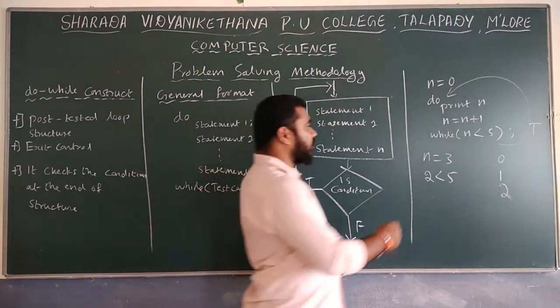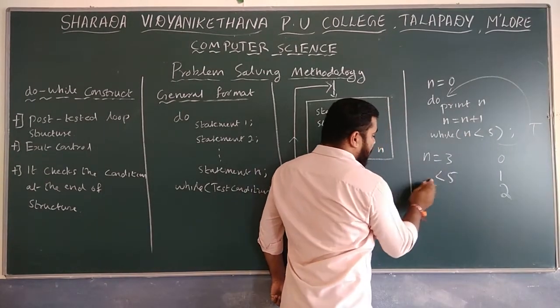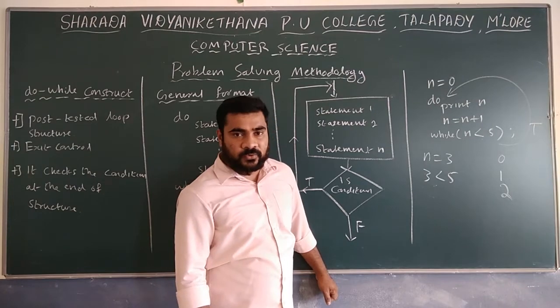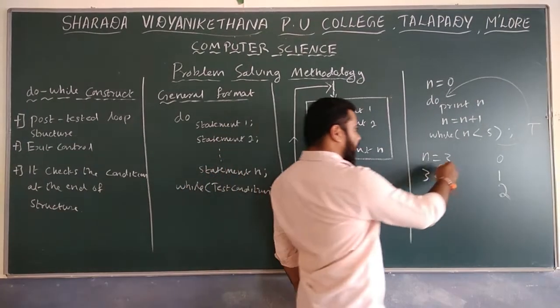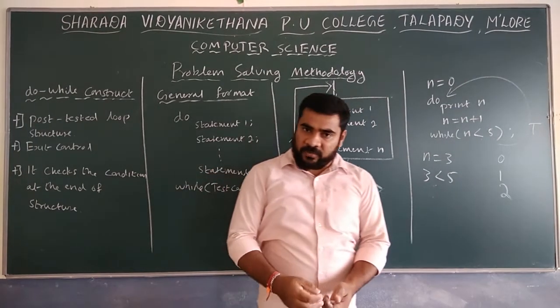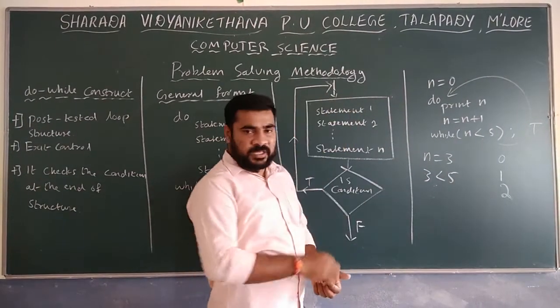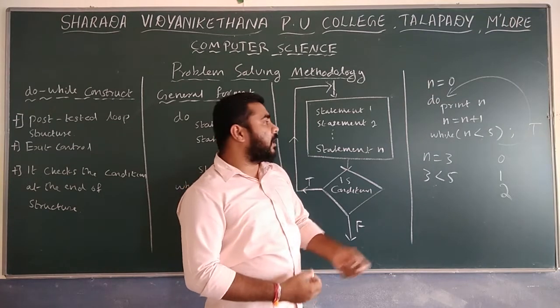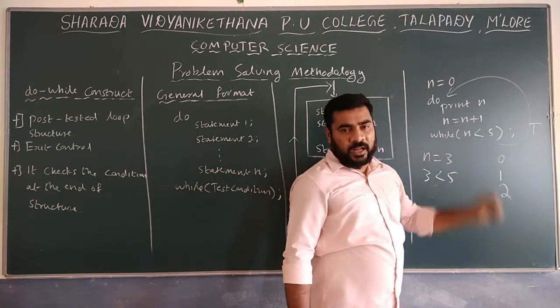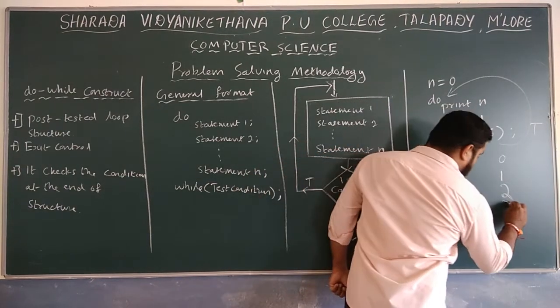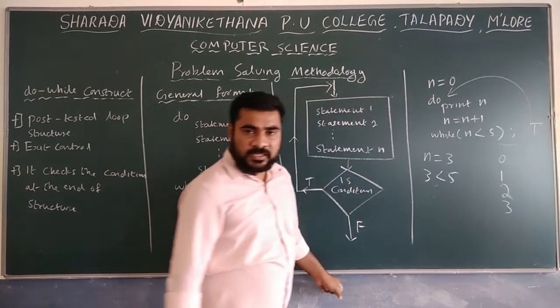After that, once again we check whether 3 is less than 5. 3 is less than 5, so the condition is true. Once again we are moving back and executing the statements. Here we execute print n again. What is the value of n? n is now 3, so 3 is going to print.